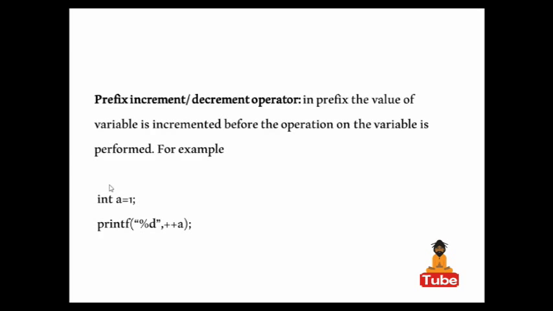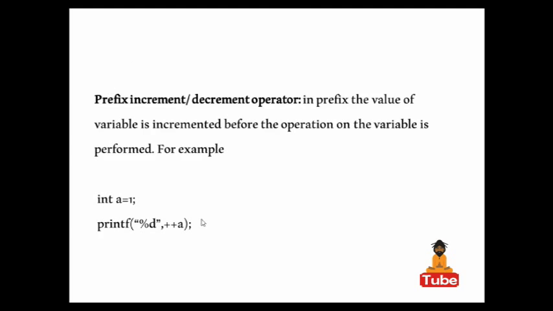Let's see. Prefix, increment and decrement operator. If I am writing this increment operator before the variable, then it is called prefix. If I am writing it after the variable name, then it is called postfix increment operator. In both the cases, the way of operation is different. If I am writing it before the operator, it simply means that the increment operation will be performed first. Let's see.